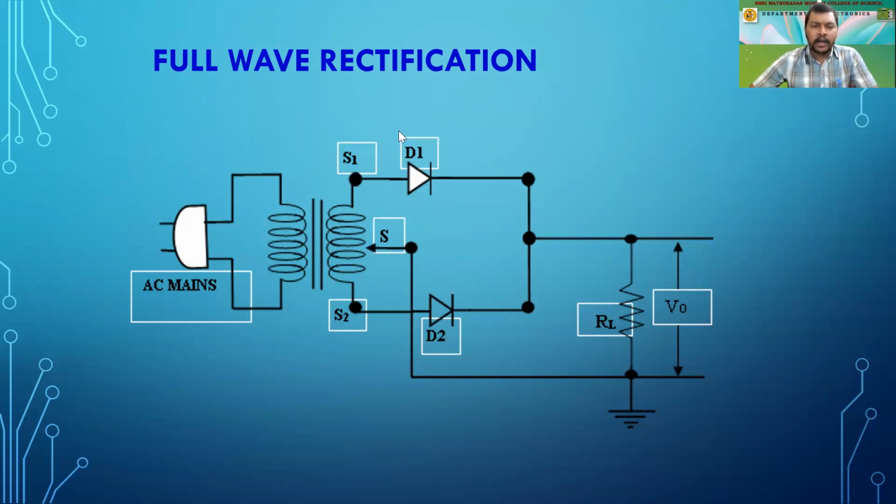Similarly, during the negative half cycle, S1 will be negative, whereas S2 will be positive. As soon as S2 becomes positive, diode D2 becomes forward biased. D1 will remain reverse biased. The current will start flowing from S2, D2, then to RL, and again to S, back to S2. So the whole circuit gets completed, and both the positive half as well as the negative half appear across this load resistance RL, across this output voltage.